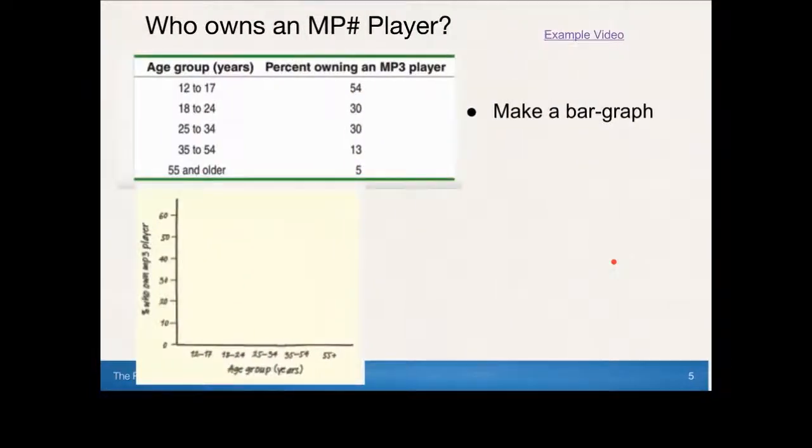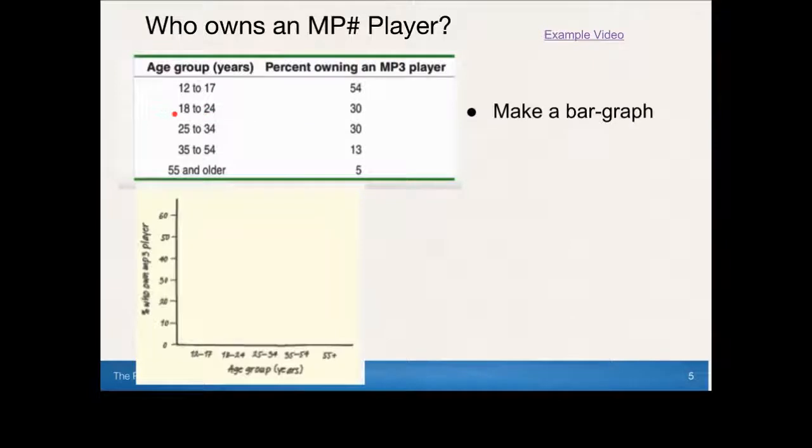Okay, so let's take a look at the example on page 9. This has to do with MP3 players. It's on the bottom of page 9, and you can see the data table is actually on page 10. The question is, who owns MP3 players? So they took some data, and they have age groups, 12 to 17. They found 54% of the group 12 to 17 owned MP3 players.